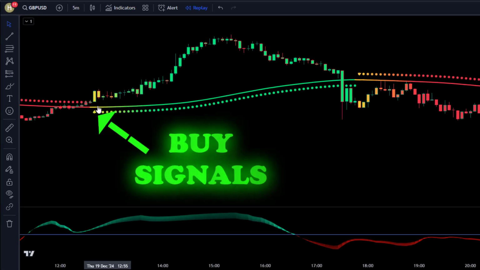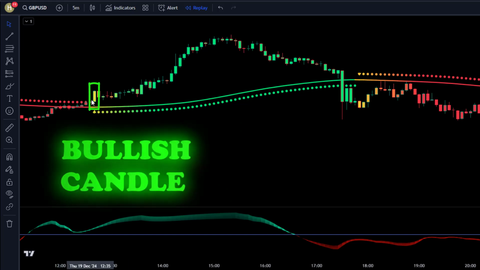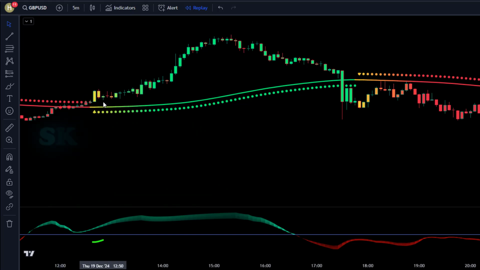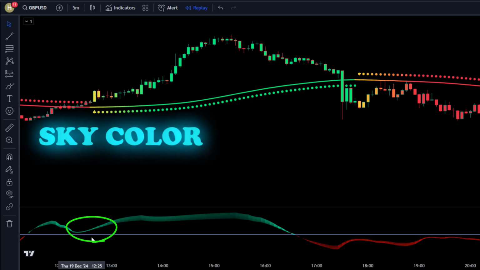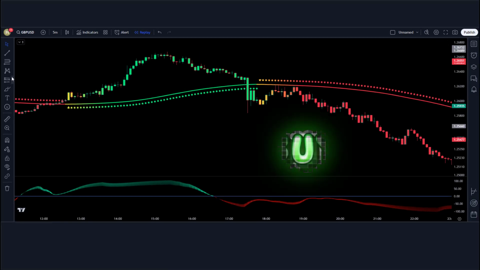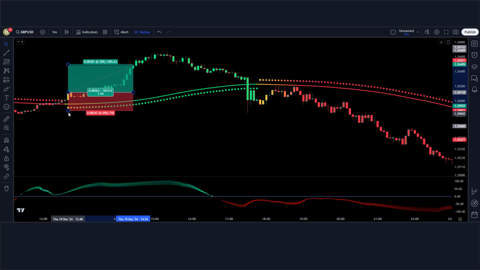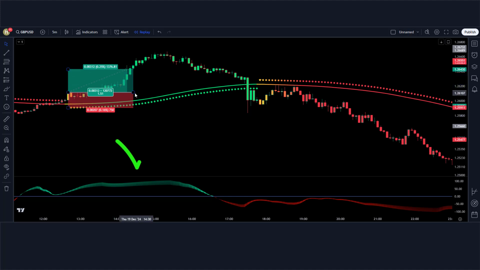When the trend filter indicator gives us rising buy signal. When the market has formed a bullish candle. When the ribbon of the GAN-LSVZO indicator is sky color and above the plot line. If this condition is fulfilled, then we will place buy order. Our stop loss will be placed below the rising buy signal. And the risk to reward ratio will be 1:1.5. The market has completely hit the target.